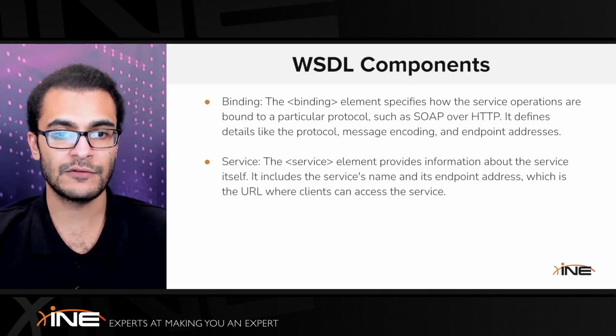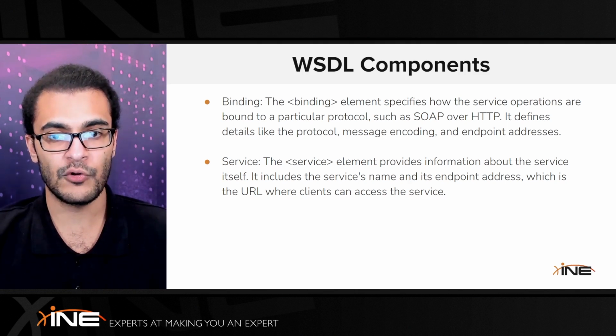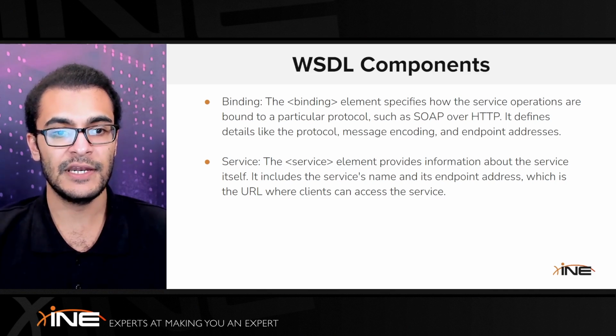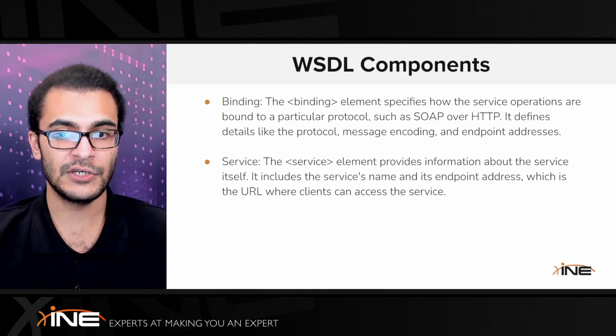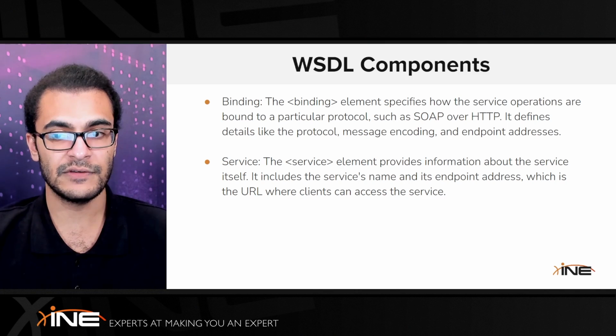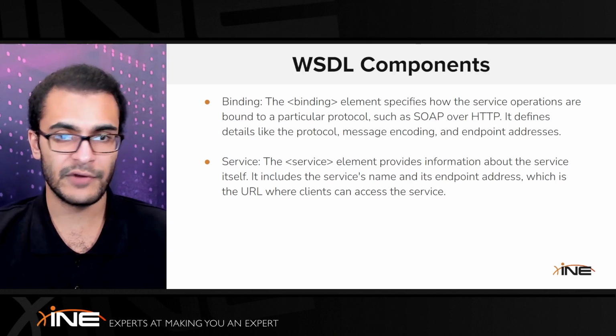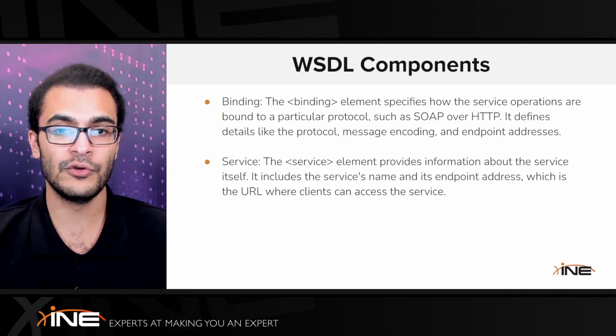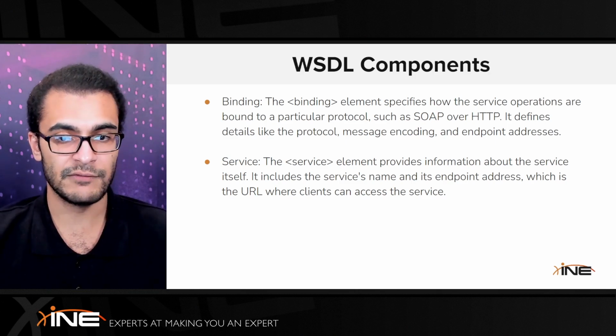You then have the binding. The binding element specifies how the service operations are bound to a particular protocol, such as SOAP over HTTP. It defines details like the protocol, message encoding, and endpoint addresses. You then have the service element, which provides information about the service itself. It includes the service's name and its endpoint addresses, which is the URL where the clients can access the service. Whenever I've said endpoint, I'm primarily telling you that this is where you can interact with the web service, speaking from the perspective of a web app pen test or someone testing the web service.